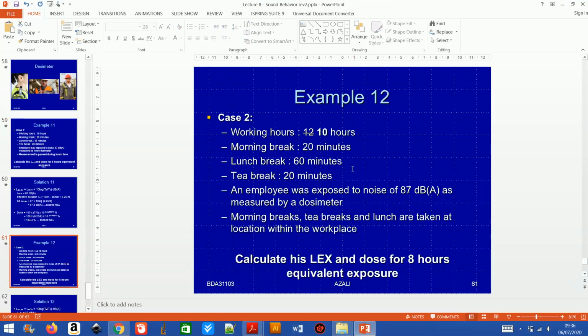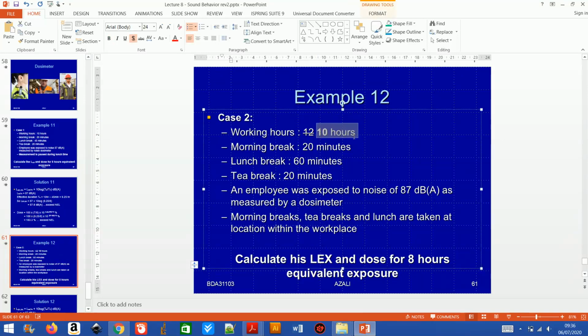All right, for example 12. There has been a mistake on example 12, whereby the working hours is actually 10 hours, not 12 hours. So please correct it in your lecture notes. I have also updated the lecture notes in your author, so you can download the revised version. So the working hours is 10 hours, the morning break is 20 minutes, lunch break 60 minutes, tea break 20 minutes. It mentioned that the employee was exposed to noise of 87 decibel as measured by dosimeter, and that morning breaks, tea breaks, and lunch are taken at locations within the workplace.